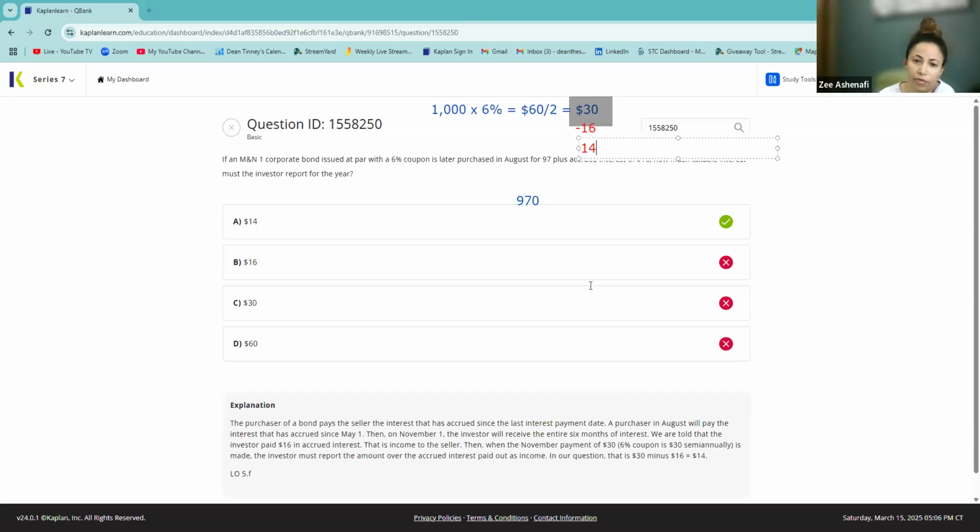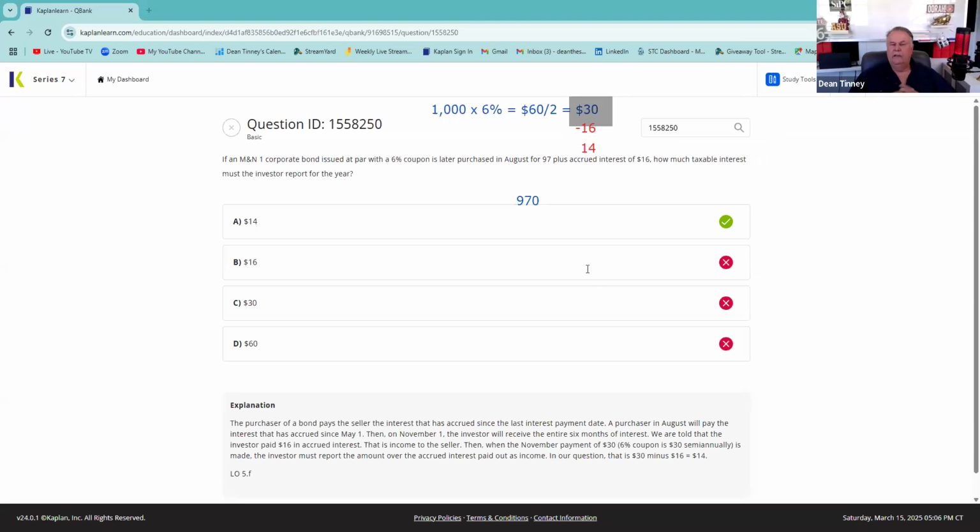All right. So that's another real tough one. I think it's mainly recognition. Do you know that buyers of bonds pay sellers of bonds the dollar amount of the accrued interest calculated from last interest payment date up to, but not including settlement date?